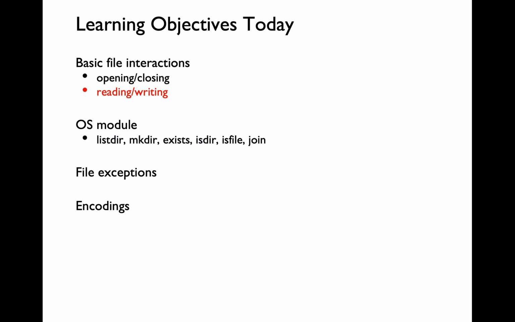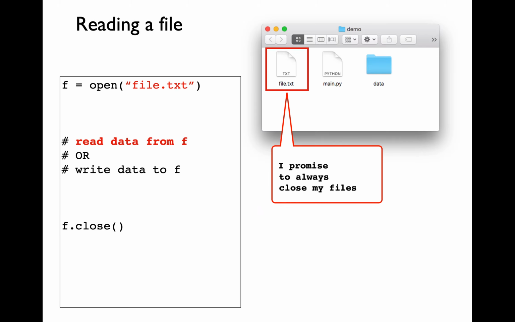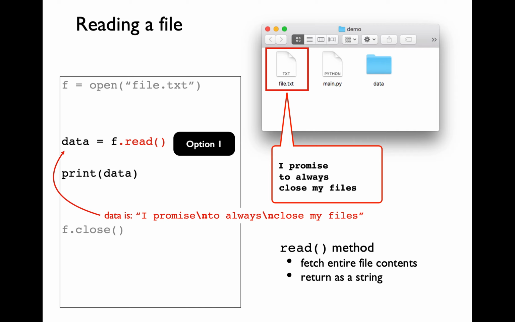Let's talk about reading data from a file. Let's say that file.txt contains three lines. First line is I promise, second line is to always, third line is close my files. There are a couple of ways for us to read the content within file.txt. Option 1 would be to use read function call.